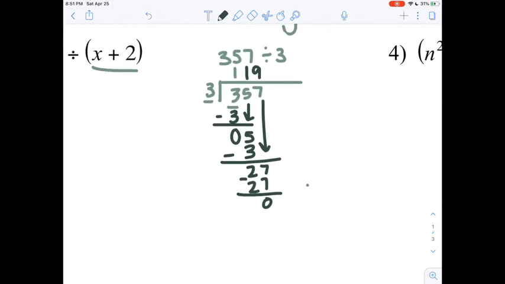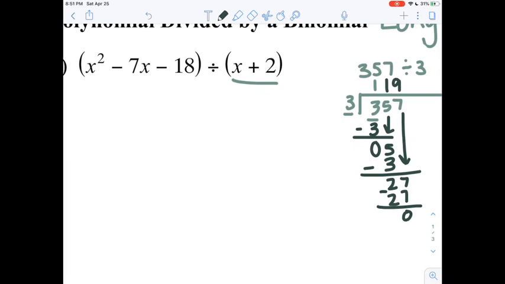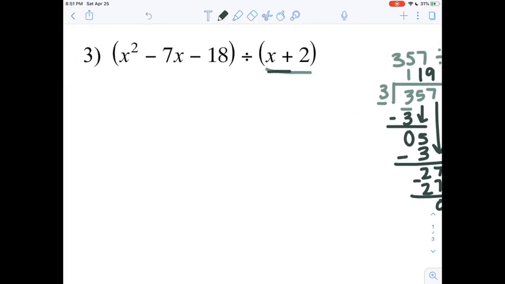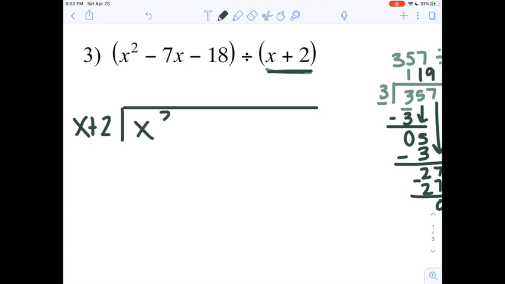So I'm going to do that same exact process, but now I have polynomials and I have variables. Whatever you're dividing by, so we're dividing by x plus 2, I'm going to put that on the outside, and the long polynomial is going to go inside of here.